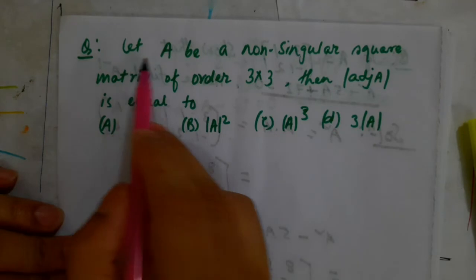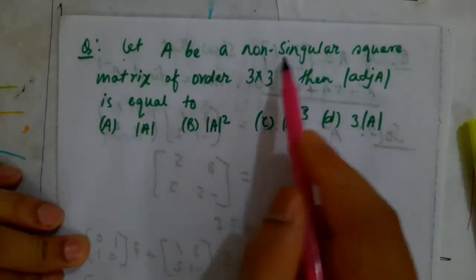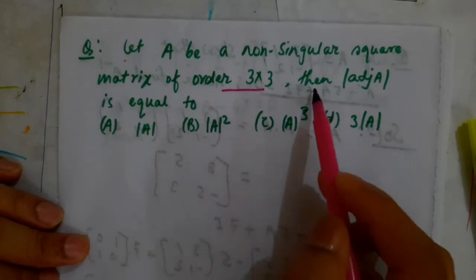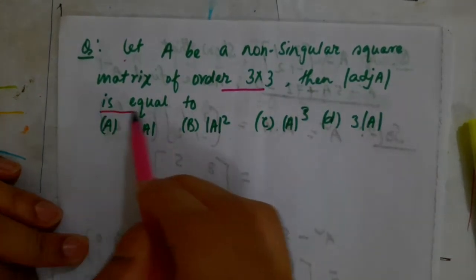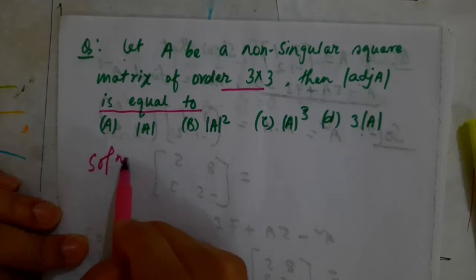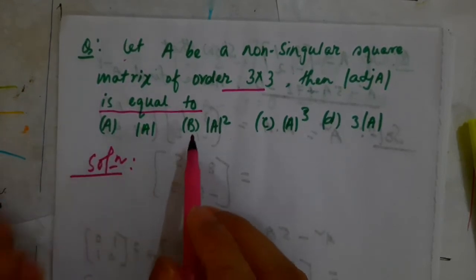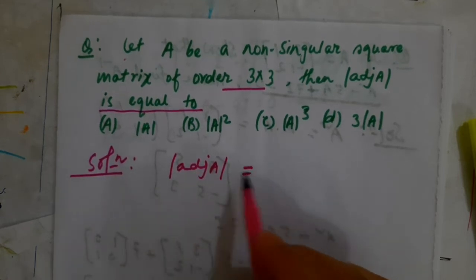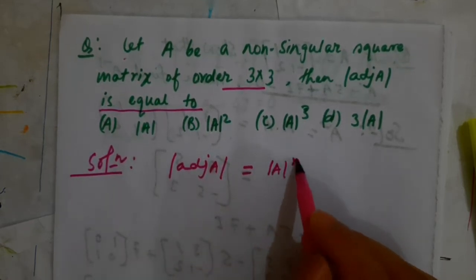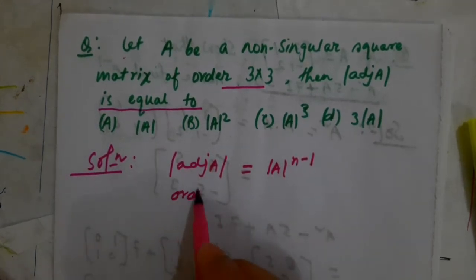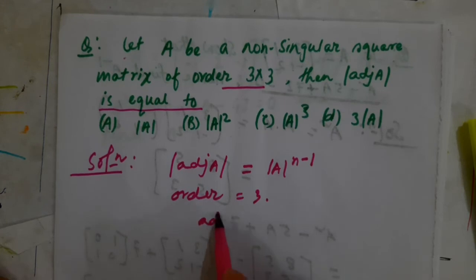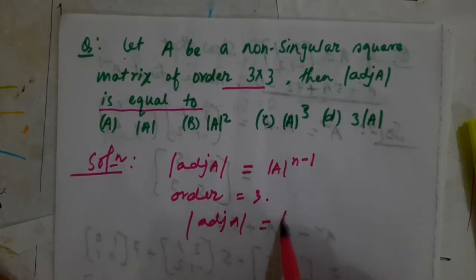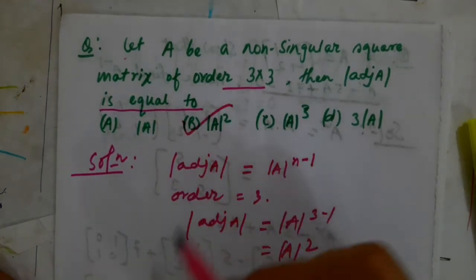There's an MCQ question for you guys. Let A be a non-singular square matrix of order 3 by 3. Then determinant of adjoint A is equal to what? In previous lecture, we already discussed some properties of adjoint of matrix. If order of a matrix is n, then determinant of adjoint A will be determinant of A to the power n minus 1. Here order is 3, so it will be determinant of A to the power 3 minus 1, that is determinant of A squared. So option B is correct one.